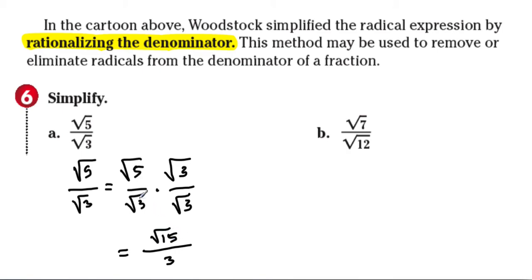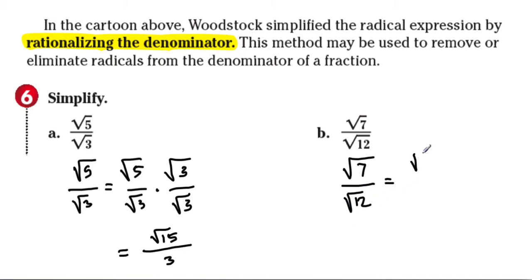Okay? And so this is how you rationalize this denominator. Radical 5 over radical 3 in simplest form is actually radical 15 over radical 3. And let's take a look at the next example, radical 7 all over radical 12. Again, copy the problem, radical 7 all over radical 12. Okay, and from there, we rationalize the denominator.